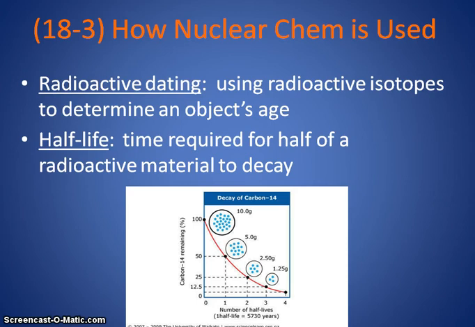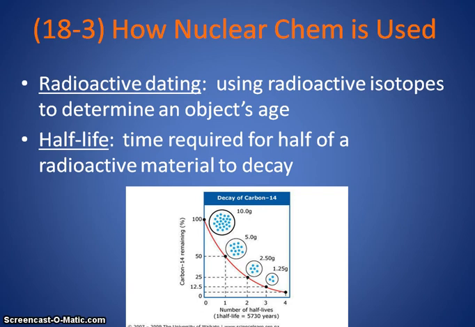Chapter 18, Section 3 just talks a little bit about how nuclear chemistry is actually used. So one of the main ones that you've probably heard of before is radioactive dating, and that's when we use radioactive isotopes to determine an object's age, usually through its half-life, which is the time required for half of the radioactive material to decay. In general, the more unstable the nuclei, the shorter its half-life will be.